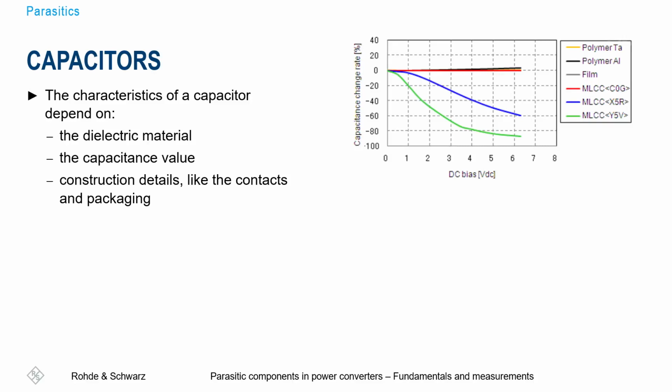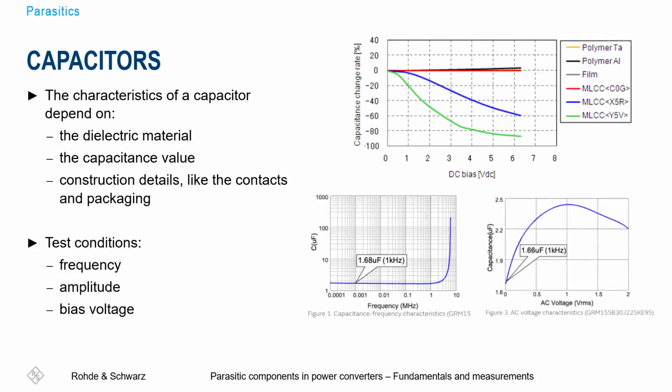We can see that for the multi-layer ceramic capacitors, there's a significant capacitance change rate, almost 80% in a case. So this is really important to consider and to take into account, because depending on the dielectric material, our capacitance value might change also with the operating condition. So it's really important to know this when we are measuring our capacitance.